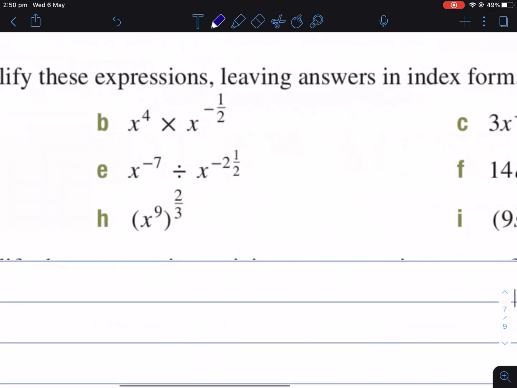E, this time we subtract. So we've got x to the -7 minus -2.5, which is -7 plus 2.5. That gives me x to the -4.5, which is x to the -9 on 2.